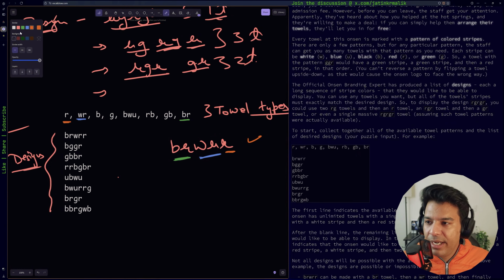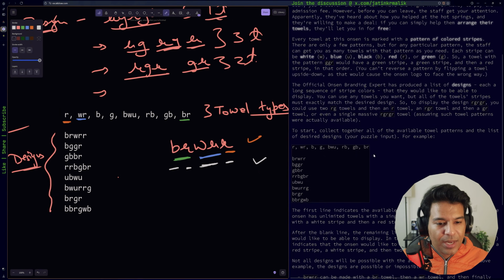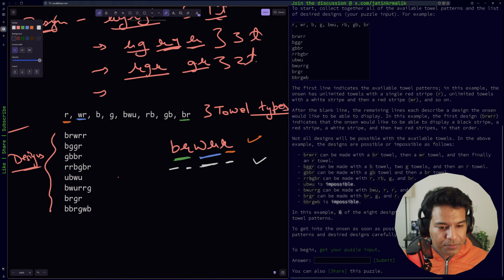And then there can be actually different types of design. For BRWRR, I could have also gone with a BR and then WR and R. So that's another option that is there. And similarly, it has given us different towels. So it says that this can be done, this can be done. All of these can be done, but this is impossible.